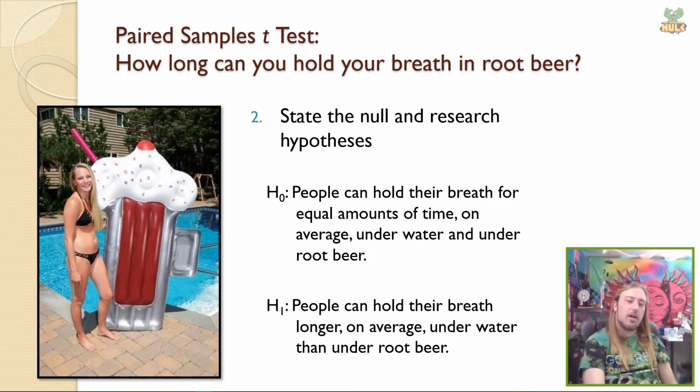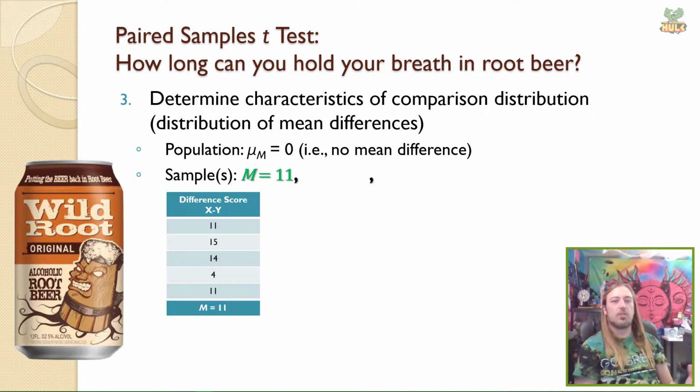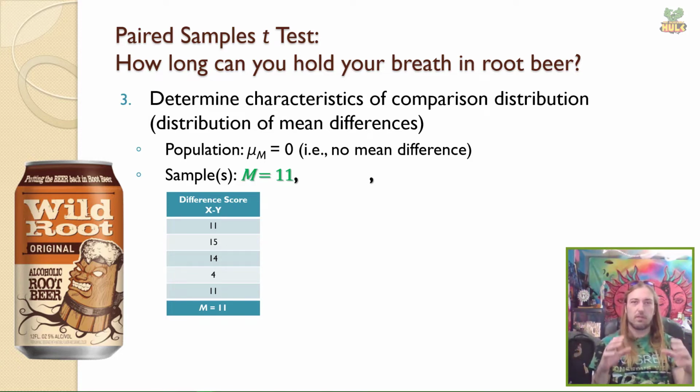So what's next? Determine the characteristics of the comparison distribution, that distribution of mean differences. What does that mean? Well, remember that basically just means find the other parts of the formula that you're going to need to calculate your t-test. What's the mean of that distribution of mean differences? What's the variability of that distribution of mean differences? So let's start with the mean.